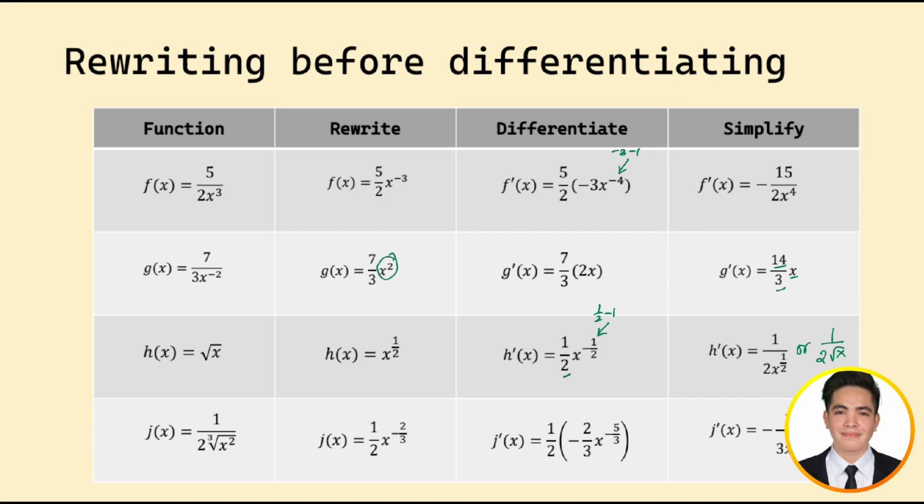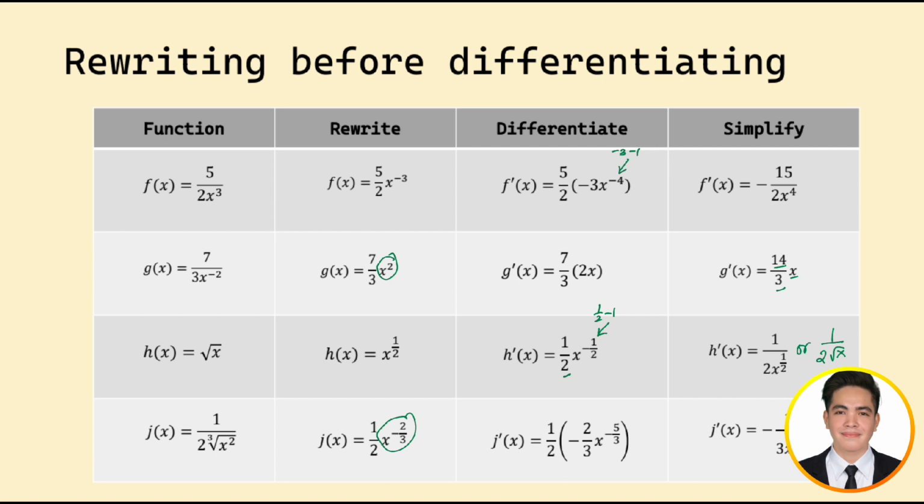And then, the last example for rewriting before differentiating, we have j of x equals 1 over 2 cube root of x squared. So we write the function such that this cube root is written like this. They are just the same. Like that. And then we differentiate. This is a constant multiple rule, so ilalabas natin yung constant, which is 1/2, and then we differentiate natin yung may variable, which is x.